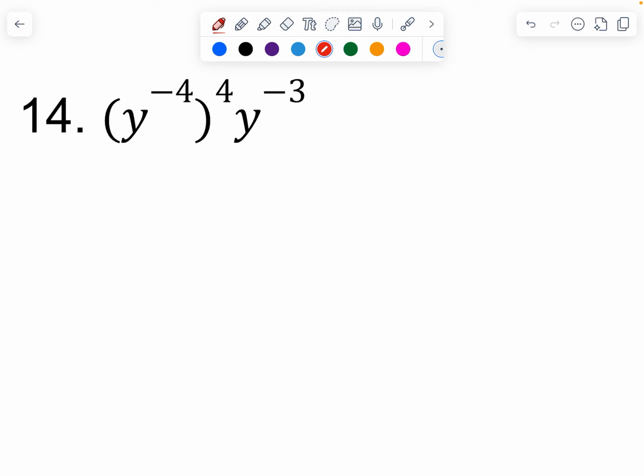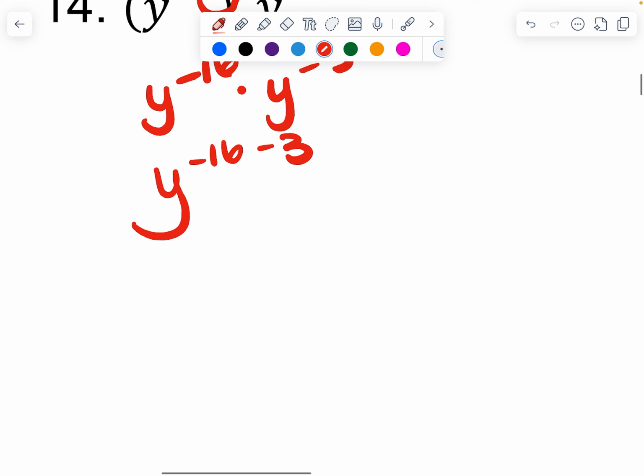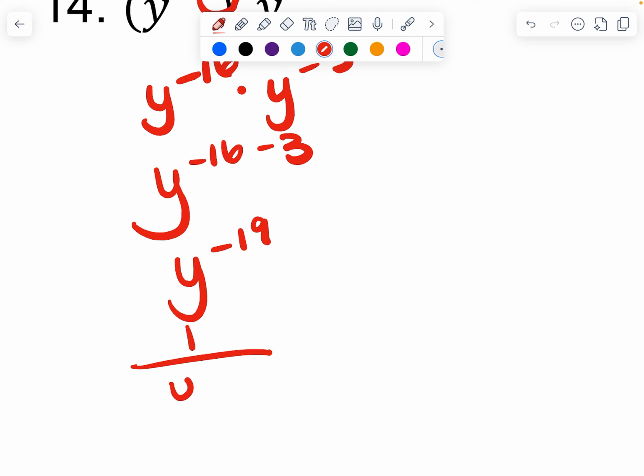Actually, on this one, I'm not going to move it first. I'm going to actually multiply it first. I'm going to get negative 16. I'm going to add my exponents. Adding a negative is subtracting. Y to the negative 19, so y over y to the 19th. Did I say y over? 1 over.